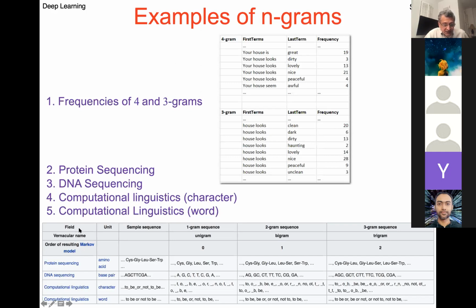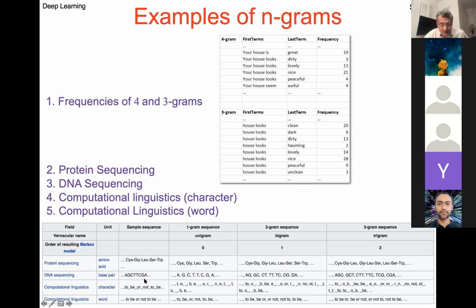It says, what is the field you are interested in? Like protein sequencing, DNA sequencing, or computational linguistics. They talk about amino acids in protein sequencing, base pairs in DNA sequencing, character-level n-grams or word-level n-grams in computational linguistics. So there are some interesting examples here. Protein sequences don't look very interesting to us because we don't know what is a Cys and Gly and Leu and Ser and Trp. Maybe DNA sequence is easier to understand. Base pairs: we know that DNA sequences are things like A, G, C, T, T, C, G, A.